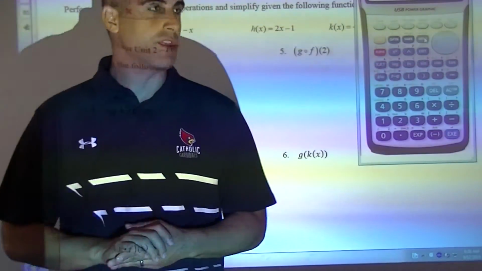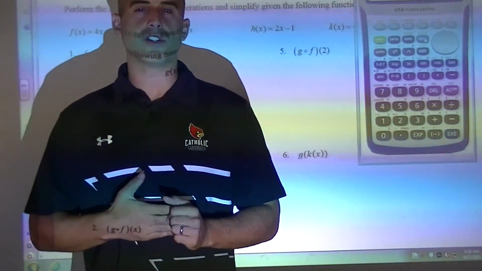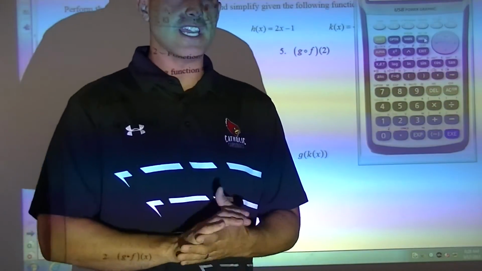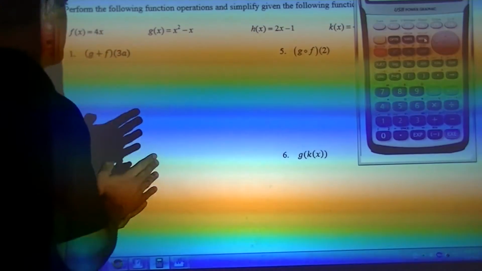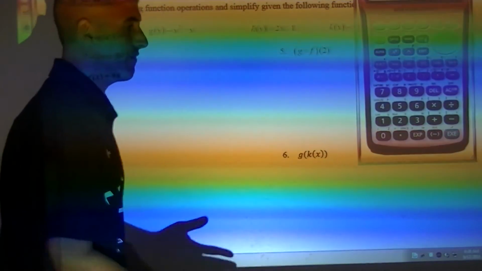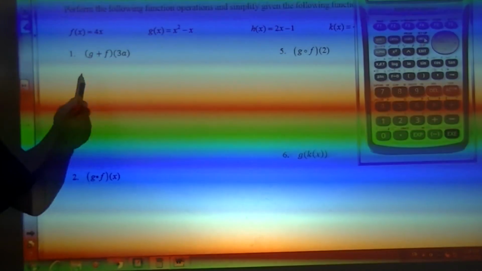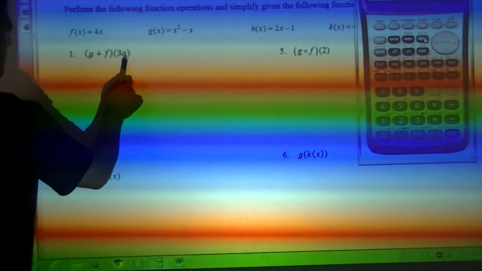This is going to be the review video for Unit 2 for Algebra 2 for 2015-2016. You should have this review at hand. I'm going to go through this with the Casio calculator. If you use TI, a lot of skills are still applicable. Problem 1, G plus F of 3a.